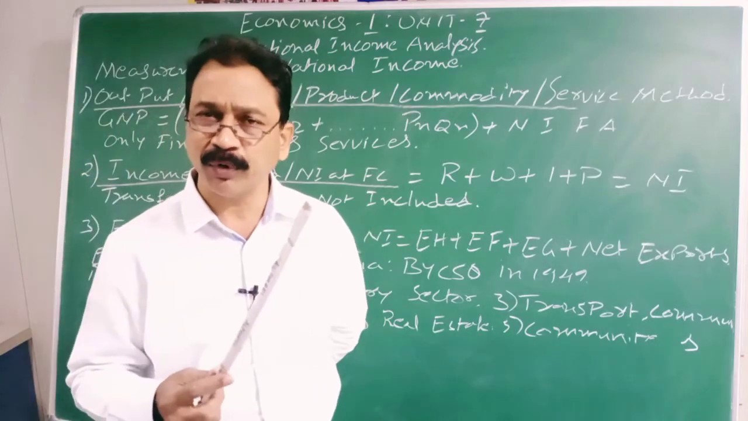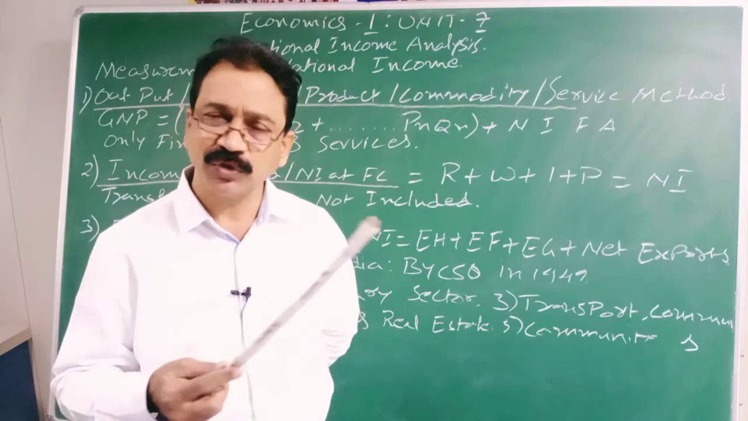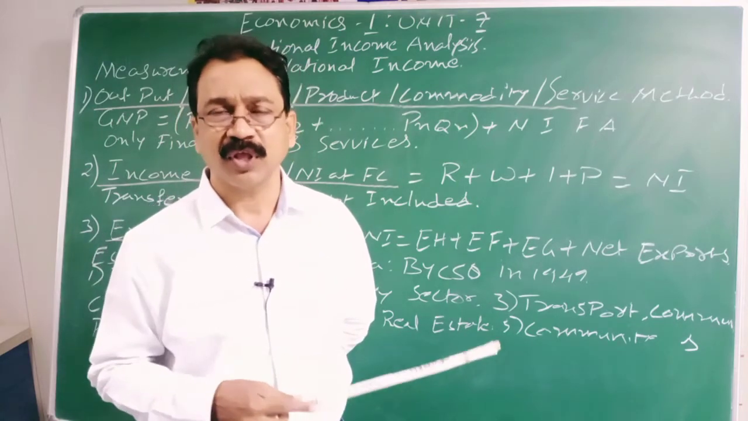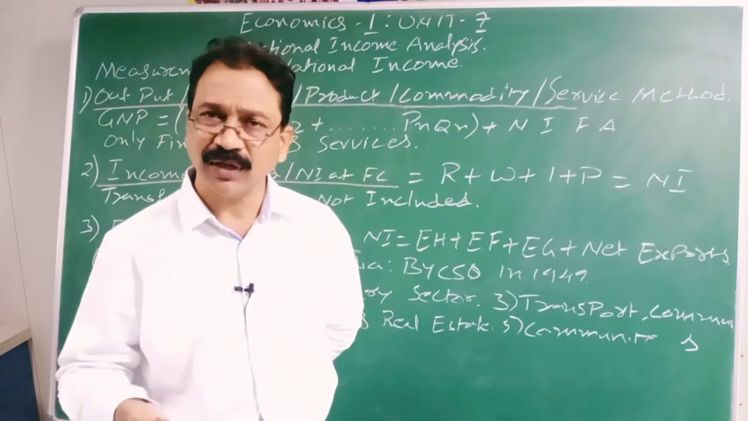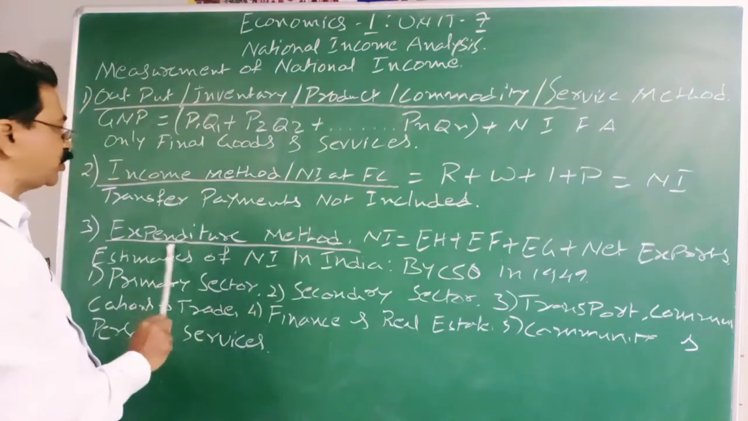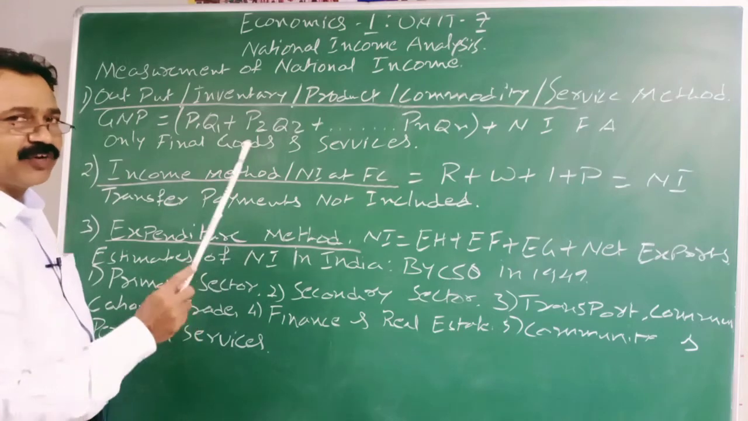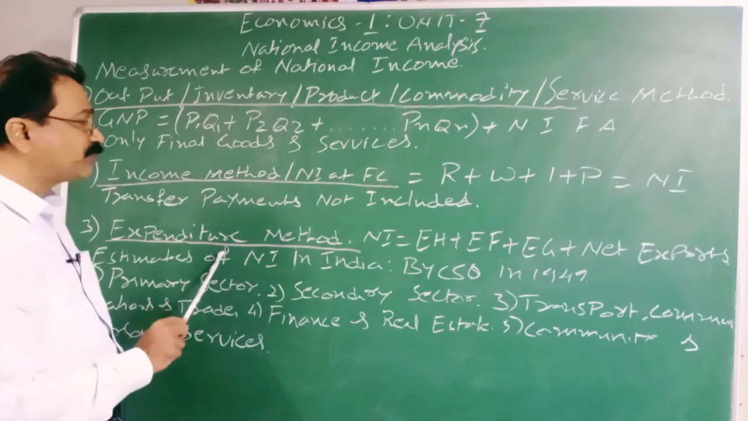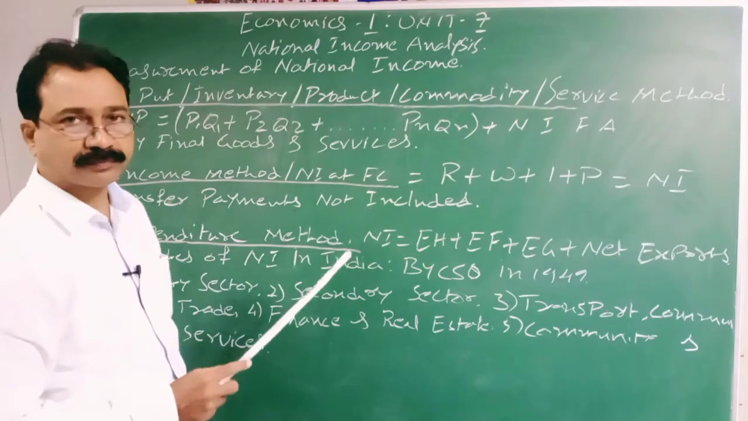136 crores of people, whatever they are spending, it turns into the expenditure. That expenditure will turn into the income. So these incomes are supposed to be equivalent to the expenditure of that country. So here we use the expenditure method.